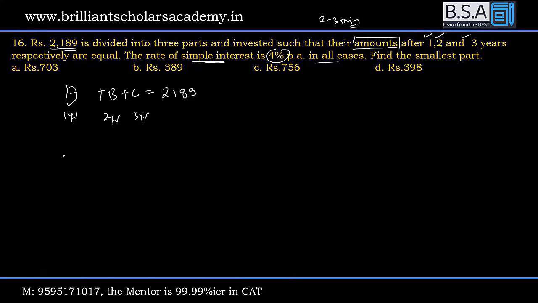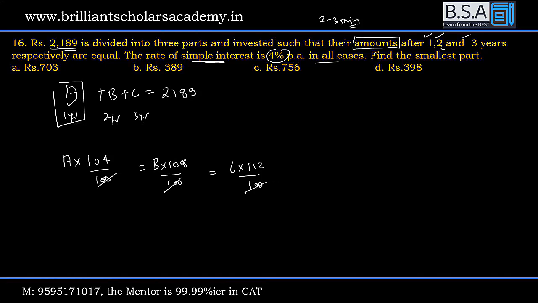So we are saying A multiplied by 104 upon 100, which is 4% growth, only 1 year. A is there only for 1 year. B, how many years? 2 years. So B multiplied by 108 upon 100. C for how many years? For 3 years. C multiplied by 112 upon 100 is equal to this.